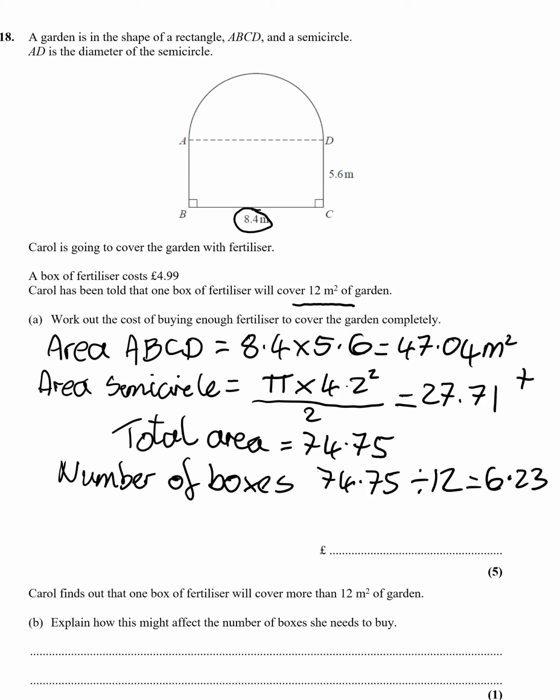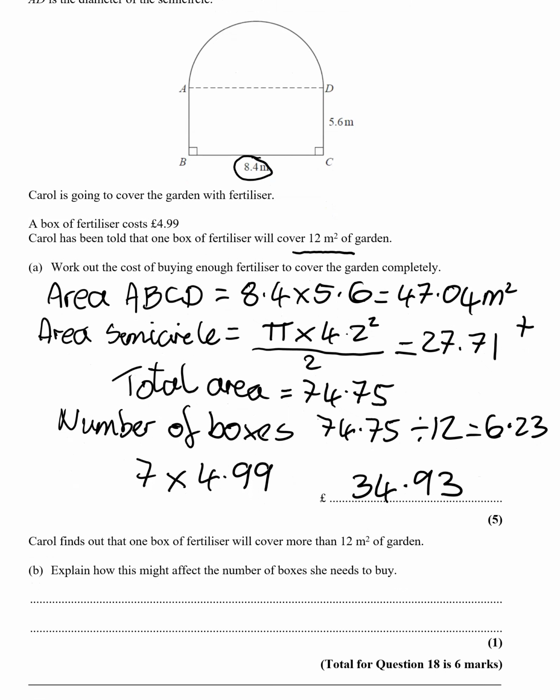So what we'll have to do is buy 7 boxes. So we will need to do 7 times, how much were the boxes? £4.99. So 7 times £4.99 gives us £34.93 for 5 marks. Not too bad. Clearly laid out what we're doing. Fairly straightforward to see.